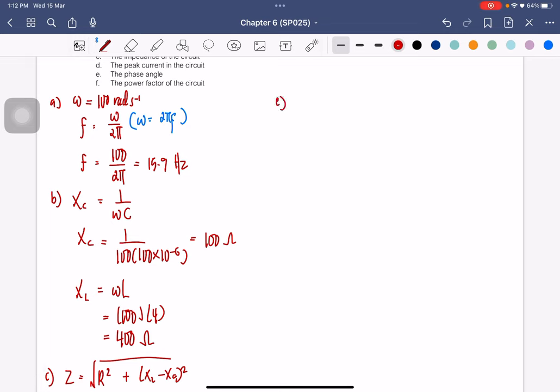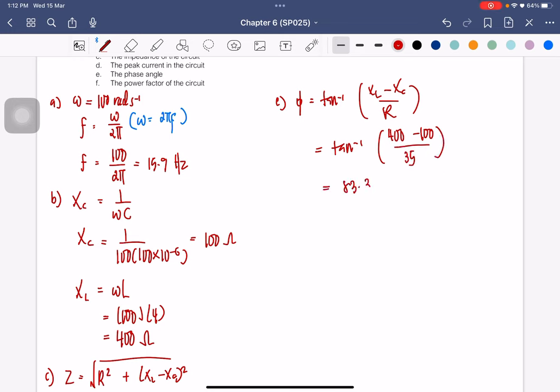So the phase angle is just phi. So how do we calculate phi? We are gonna use shift tangent XL minus XC divided by R. Okay, so yang ini 400 tolak 100 divide by 35. You will get the phase angle to be equal to 83.3 degree.